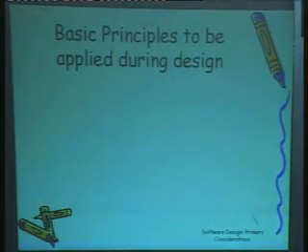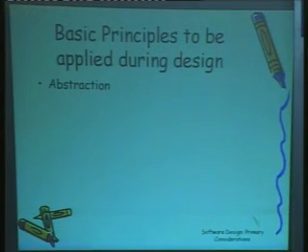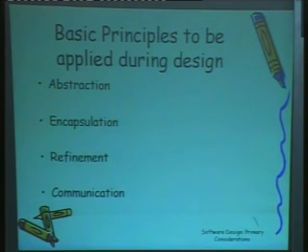Now we will look at the basic principles that you apply during your design, so that all these factors get considered. What are these guiding principles? We must have come across some of these terms in real life or in your software engineering or in your object oriented programming classes or basic programming classes. Abstraction, encapsulation, refinement and communication.